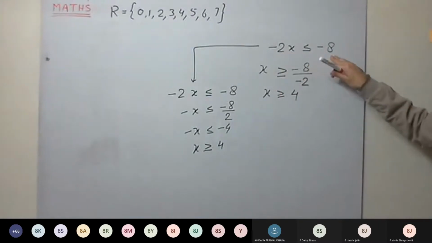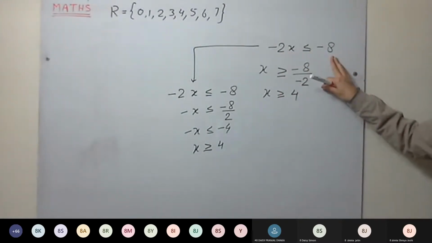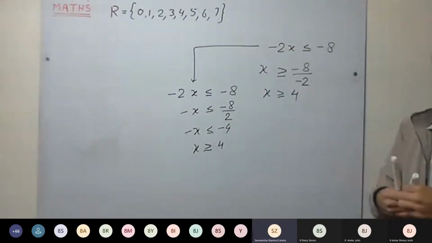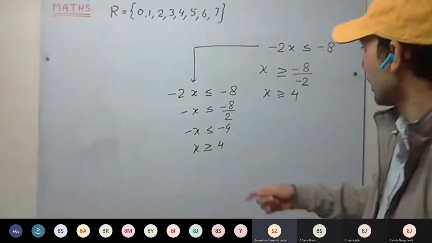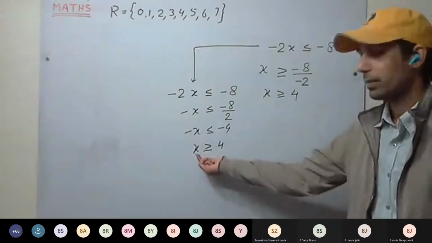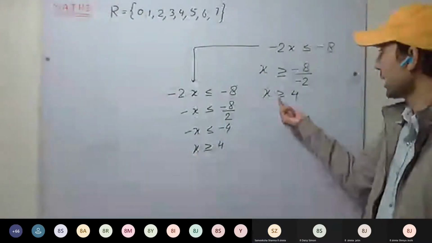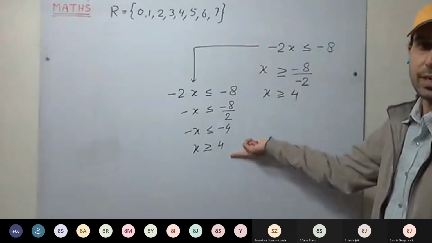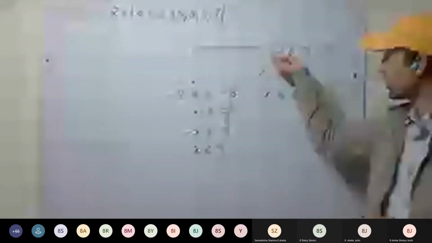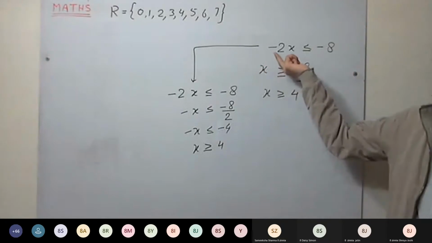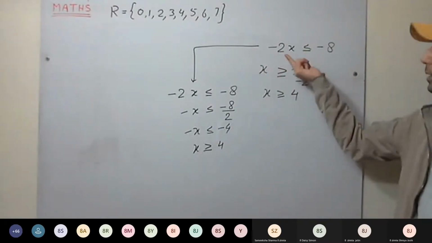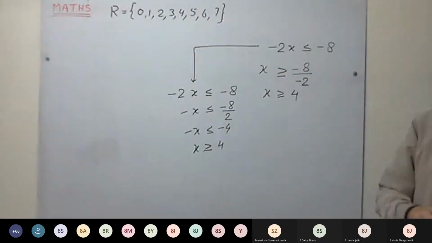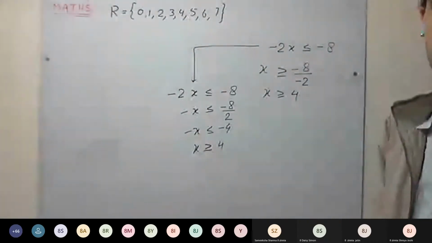Here we are dividing by minus 2. Both sides we are dividing by minus 2. Minus 8 becomes positive. Yes. Last, x has to be positive. X is greater than equal to 4. 4, 5, 6, 7 also. Understood this one? So whenever we are dividing or multiplying by a negative number, both sides, the sign will change. It will reverse.